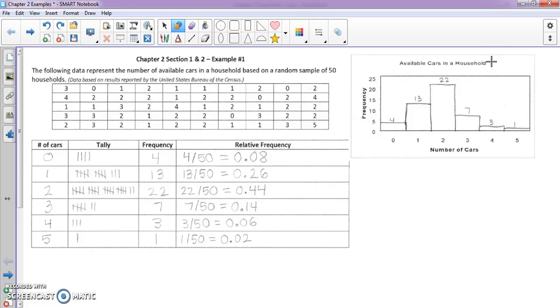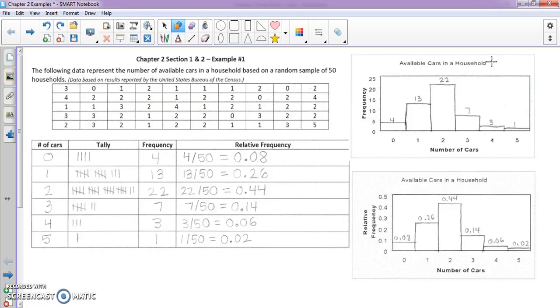In a similar fashion, I could create a relative frequency histogram, so it's going to look very similar. My relative frequency now is on my vertical axis and my categories are on my horizontal axis, and then I draw bars to represent the relative frequency.